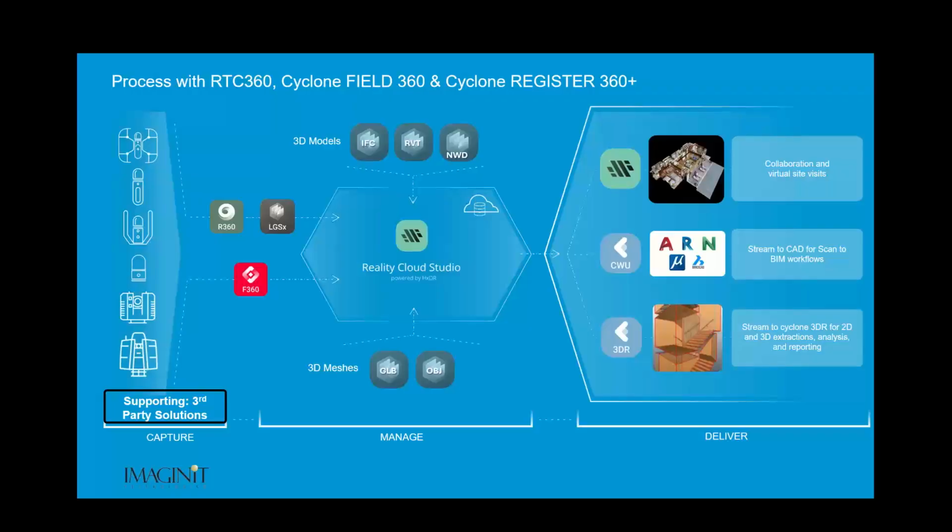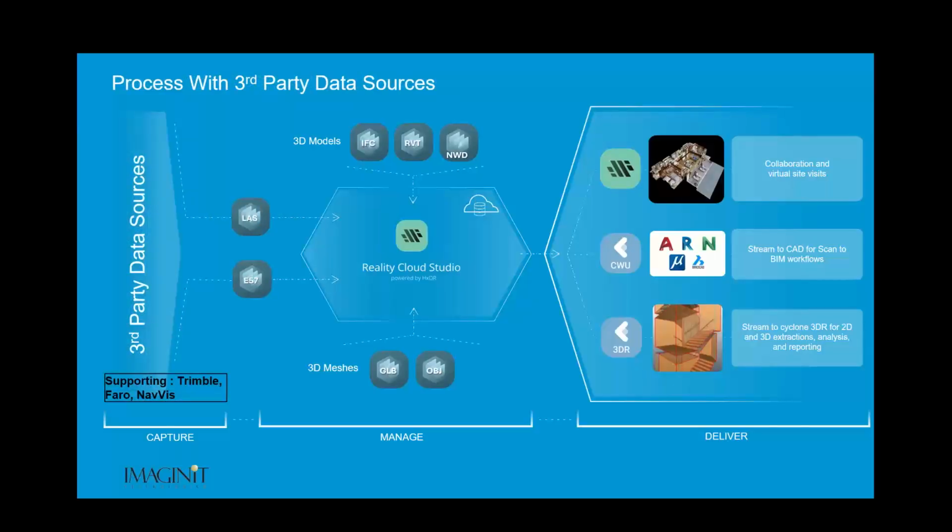Okay. Now, it doesn't just have to be Leica information that we bring in. We can also bring in third-party data sources. As long as we've got the ability to create an E57 file or an LAS file, I can bring those into Reality Cloud Studio and then have all the same functionality from Reality Cloud Studio. Okay, so a bunch of different options we've got there to get our data into Reality Cloud Studio.